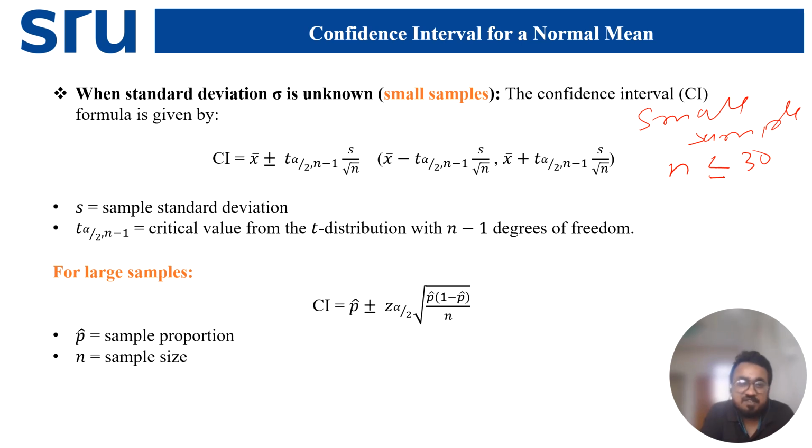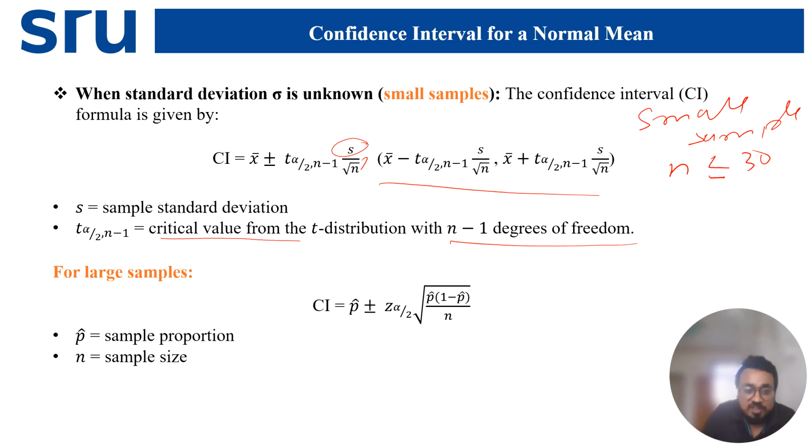The confidence interval CI is given by x bar plus minus t alpha by 2 comma n minus 1, times s by square root of n. Whenever we write this as an interval, we can write it in this way. Here x bar is the sample mean and s is the sample standard deviation, and t alpha by 2 comma n minus 1 is the critical value from the t distribution, which will be provided in the question, with n minus 1 degrees of freedom.